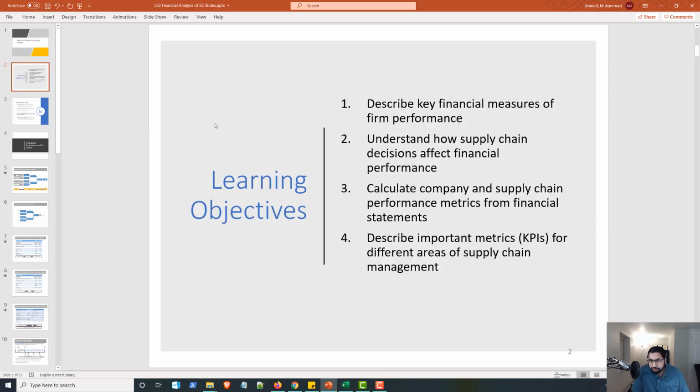Okay, so the learning objectives are to describe key financial measures of firm performance, understand how supply chain decisions can actually influence the financial performance and the stock market performance of the firm. Then we learn how to calculate some of these financial metrics, and then we talk about performance measurement in general in the supply chain. And for the last part, we will take the perspective that we are working within the company, so we have access to more fine-grained data about the company's operations.